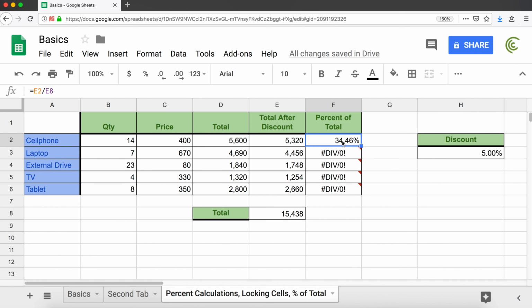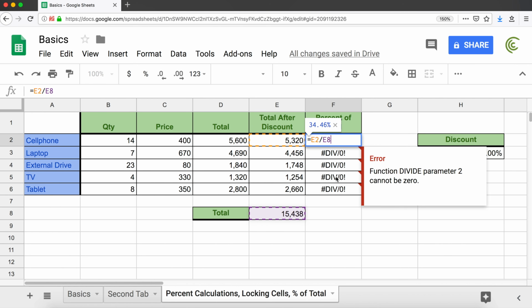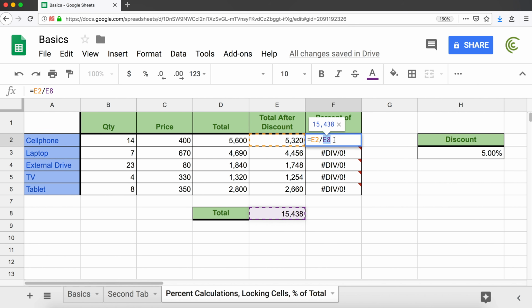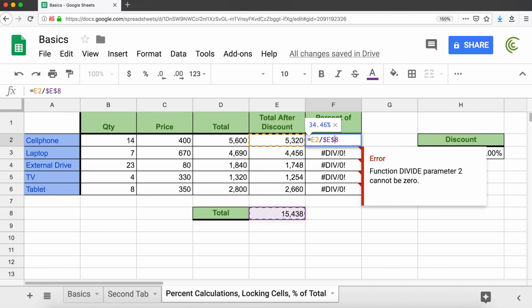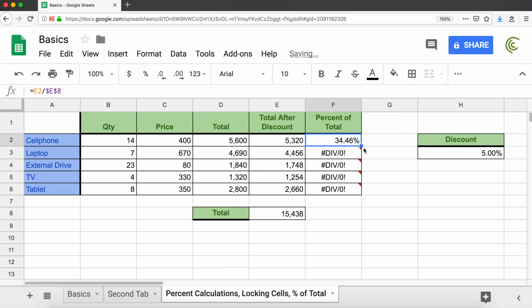So I'm going to hit escape and go back. We want to make sure this E8 stays E8 even if we move this formula down. So that means we need to do an absolute cell reference, or what we call locking a cell. So that means $E$8, or a quicker way, you just hit F4. That will do $E$8. I hit enter, go back, click on this formula, and drag that formula down.